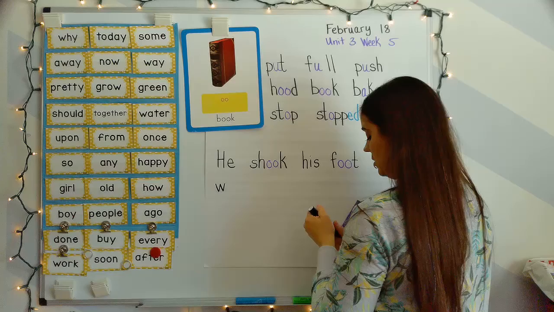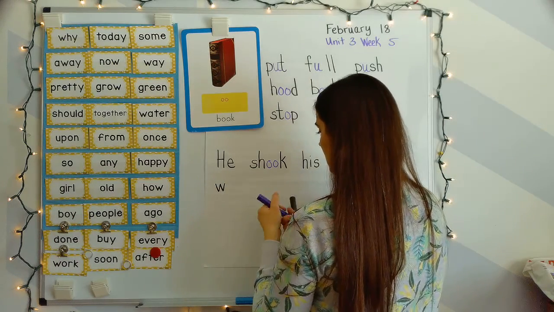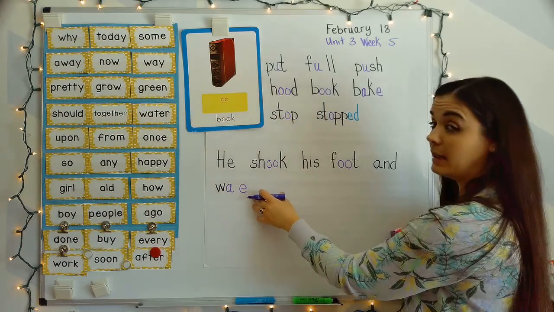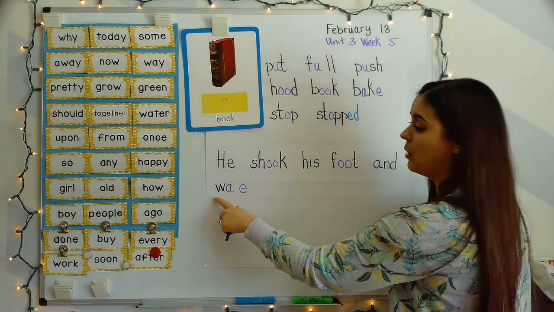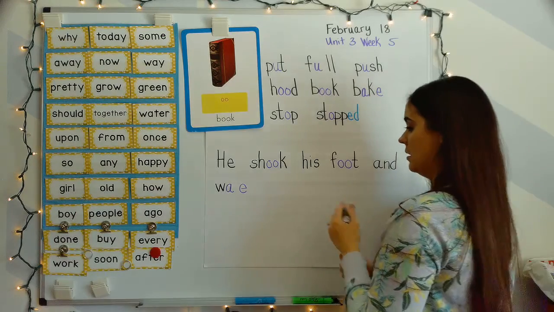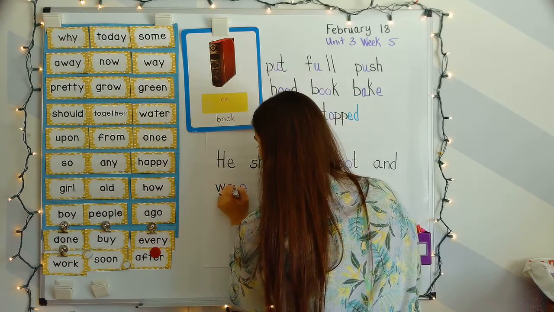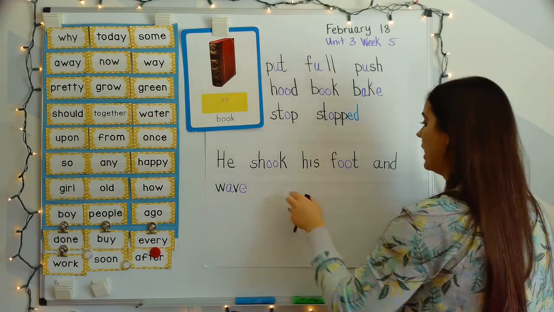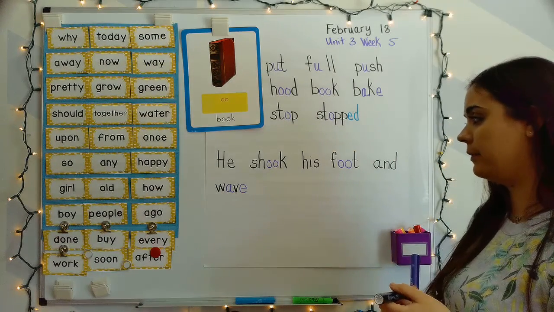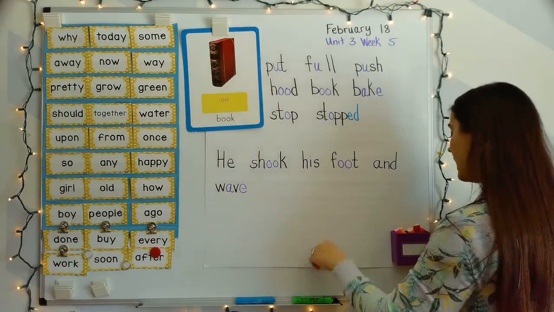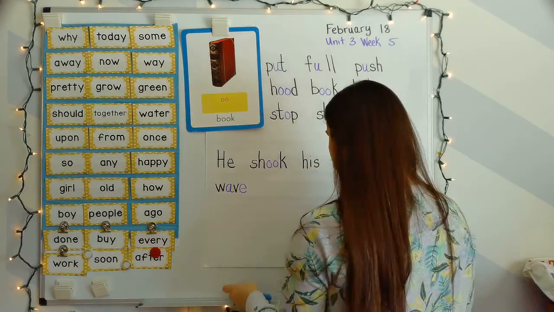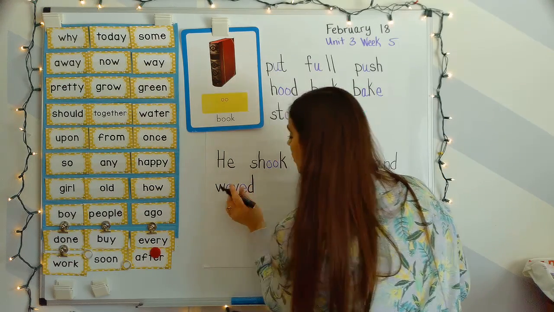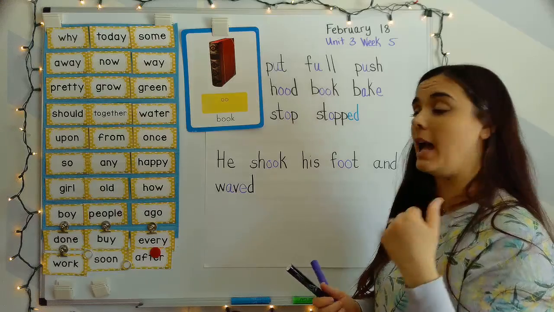W says what? A and his buddy E to make that long A sound. V says v, wave. He shook his foot and wave. That doesn't sound right. I need to add a D to this word to make waved. See that it already happened.